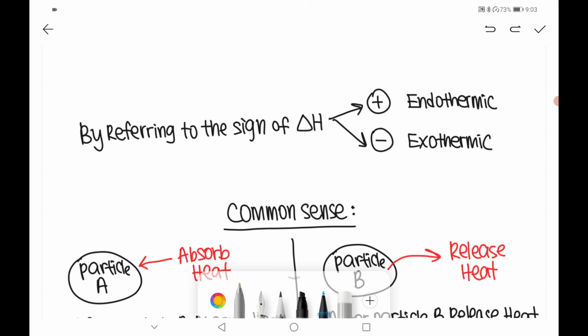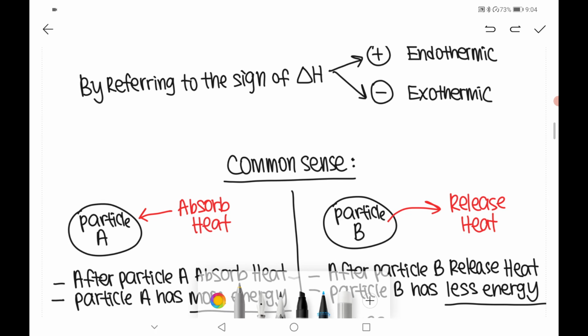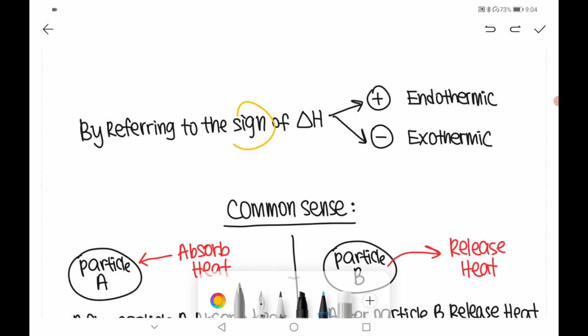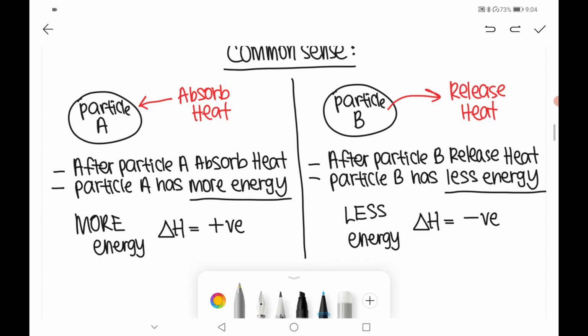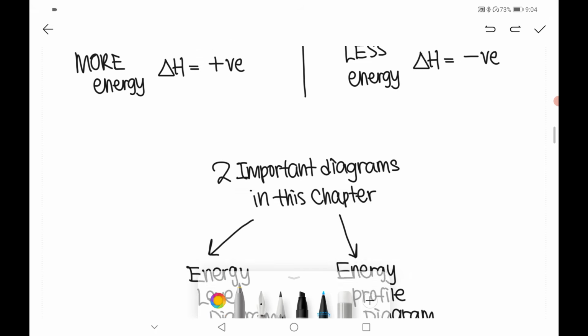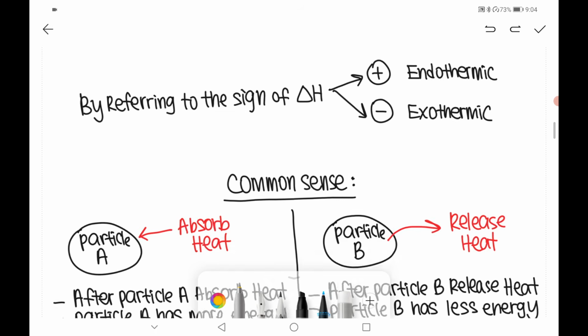If the delta H is negative, negative means less. So why do you have less energy? Less energy because you release, throw away the energy. So when you release energy, it is exothermic. So that's it. By looking at the sign, you should be able to know the reaction is endothermic or exothermic already.